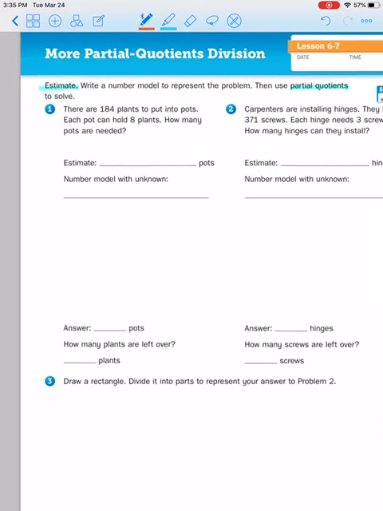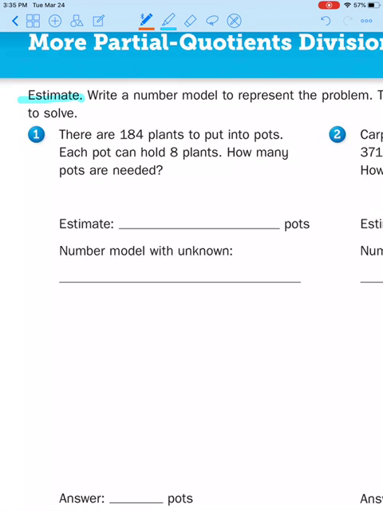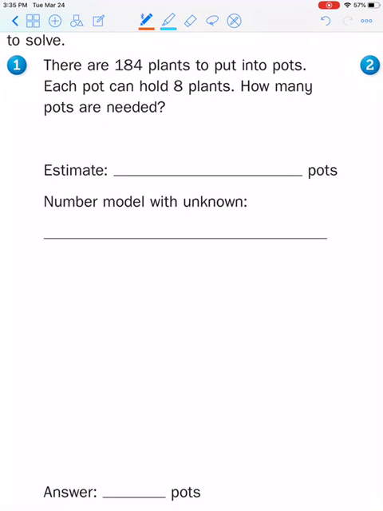All right, number one. There are 184 plants to put into pots. Each pot can hold 8 plants. How many pots are needed? I always like to write the number model with the unknown first and then do my estimate second. But that's just me. If you want to do your estimate first, go for it.